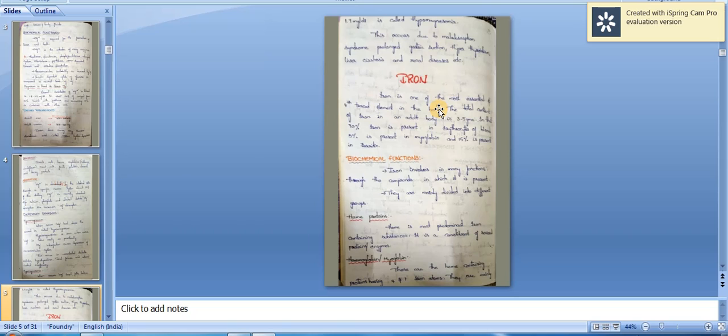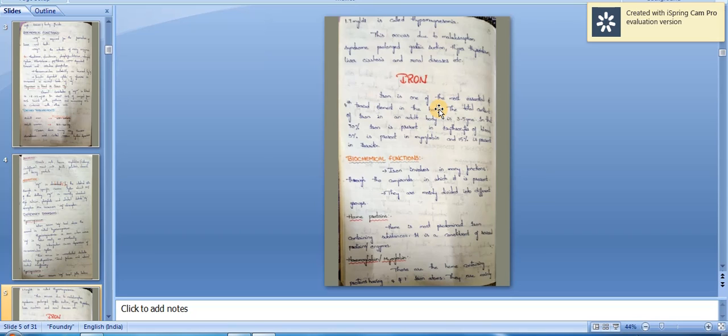Iron is involved in many functions through the compounds in which it is present. They are mainly divided into different groups: heme proteins, hemoglobin or myoglobin, and cytochromes; catalase, iron sulfur proteins, other non-heme iron containing proteins; storage proteins and transport proteins.